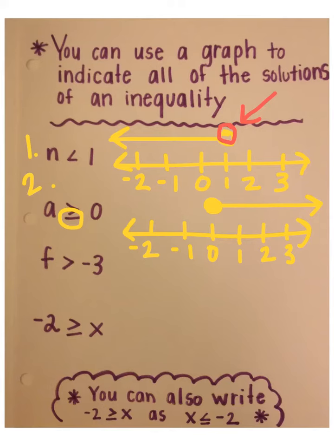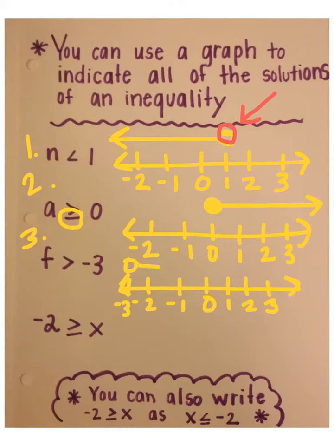Let's look at number 3. F is greater than -3. I'm going to start with my number line. Did I say less than? I meant F is greater than -3. All right, let's draw it out. And I'm going to squeeze -3 in here. Okay, if F is greater than -3, I'm going to have my circle above -3, and because it's greater than, I'm going to the right on the number line.